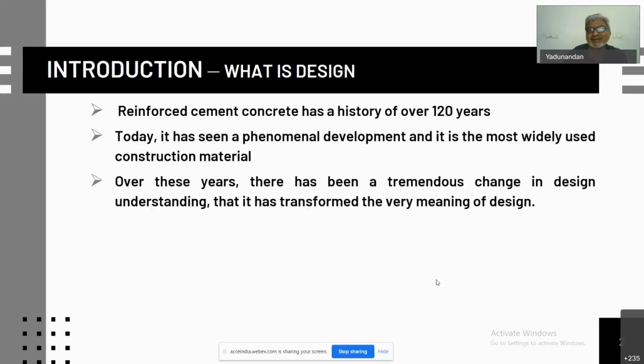As we see, reinforced cement concrete has a history of over 120 years. That means it has just come in the 20th century beginning and is over a century old. Over these 120 years, it has seen a phenomenal development, and it is the most widely used construction material today. Over these years, there has been a tremendous change in design understanding also, that it has transformed the very meaning of design. So, what is design?